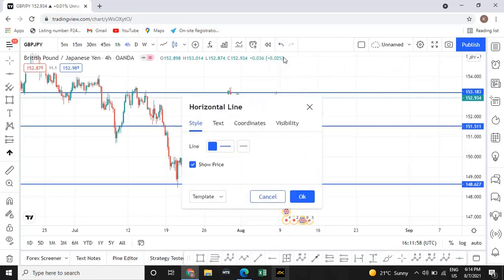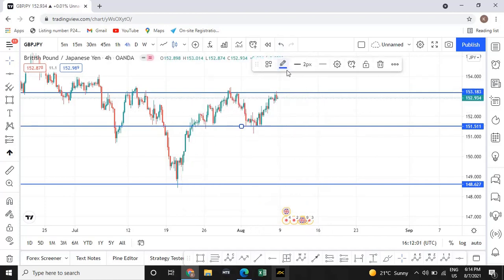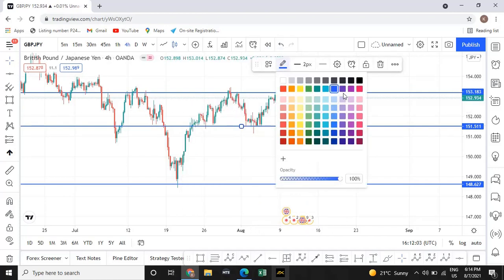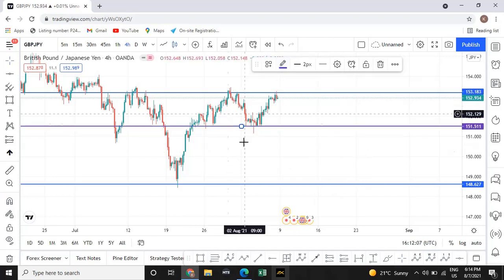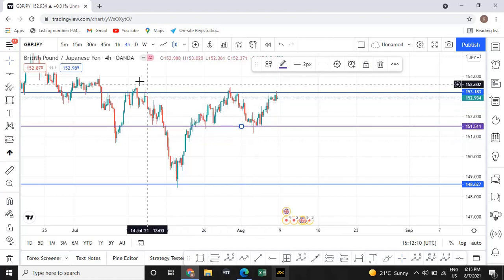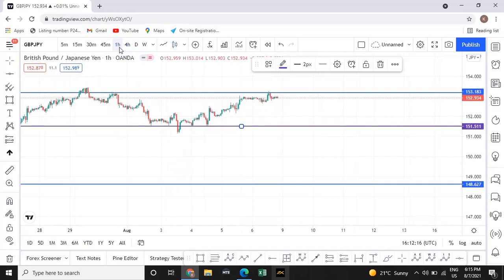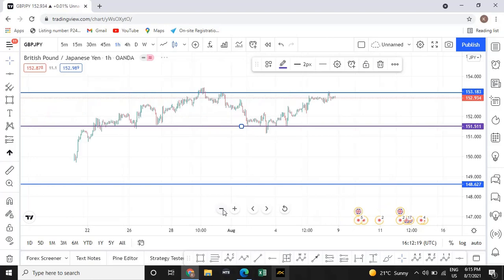Let's change our line to indicate our lower zone on the 4-hour time frame. And then to find our entries, I use the 1 hour time frame to check how to enter the market.